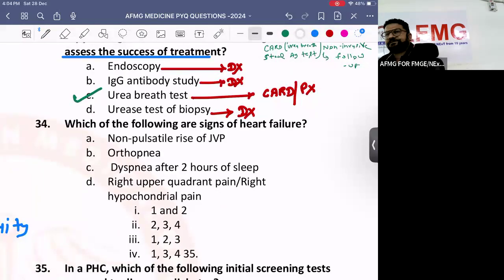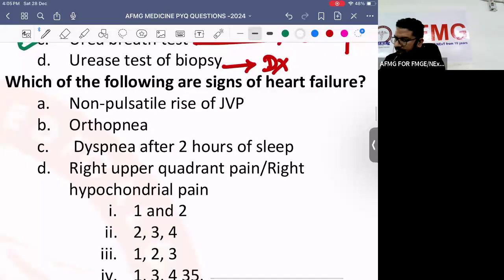Following are signs of heart failure. What do you think? Tell me first. Will this be present or not? Is it a sign of heart failure? No, it is not. Pulsatile is a sign, but it is given as non-pulsatile. This is not a sign. Pulsatile means episodic. You will see a rise in JVP, but it will not be persistent every time. So pulsatile rise in JVP is a sign of heart failure. Non-pulsatile is not a sign.